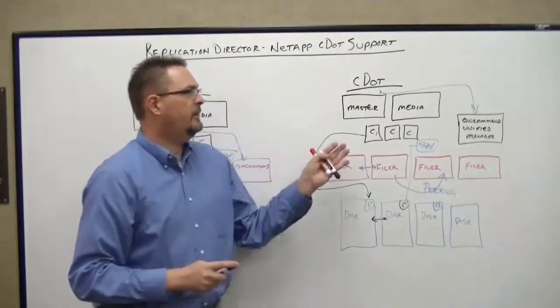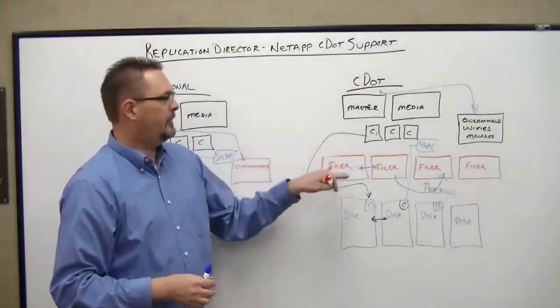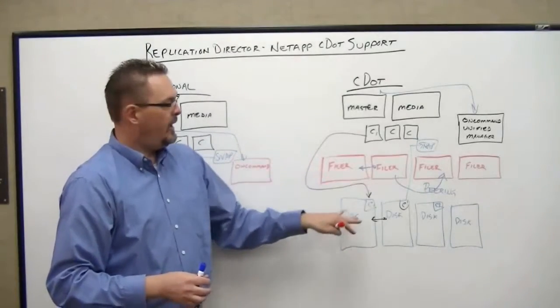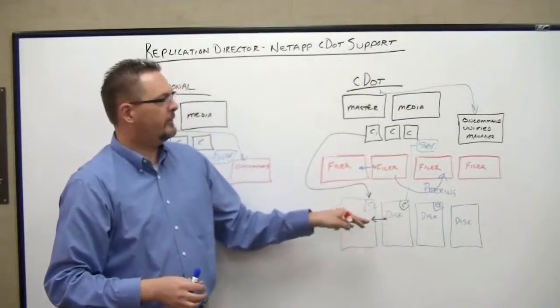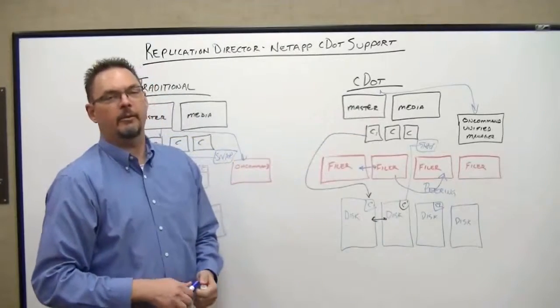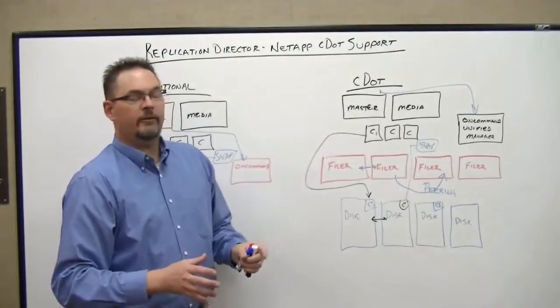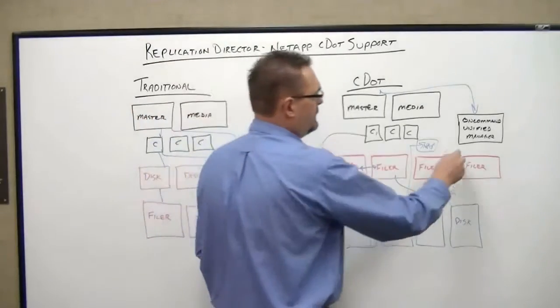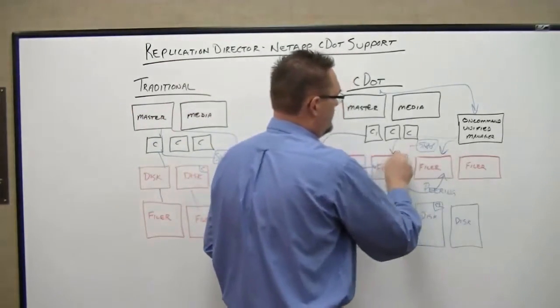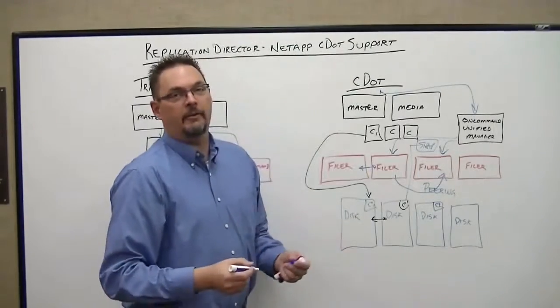So again, cDOT is Clustered Data OnTap. It's the ability to do highly available filers, have the data live anywhere on these disks. Replication Director is making the same type of calls to the on-command unified manager, and it is determining where the information is on which filer before it does the replication. And it's as simple as that.